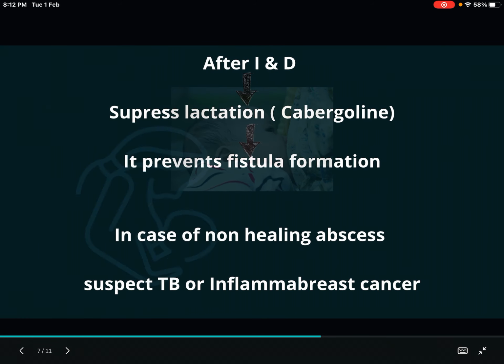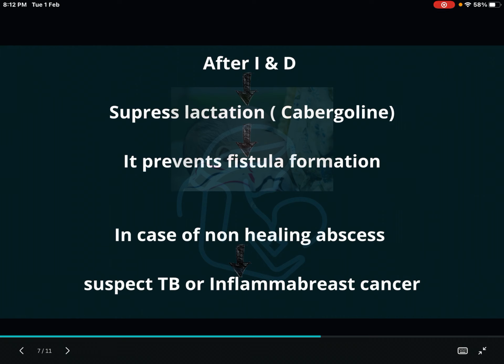So after pus drainage, after incision and drainage, we have to suppress the lactation, because even if we are not suppressing the lactation after incision and drainage, there can be formation of fistula. So to prevent the formation of fistula, we will have to suppress the lactation after incision and drainage. To prevent the fistula formation by suppressing the lactation, we are giving cabergoline to prevent lactation.